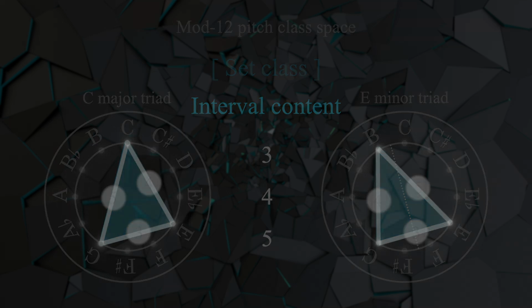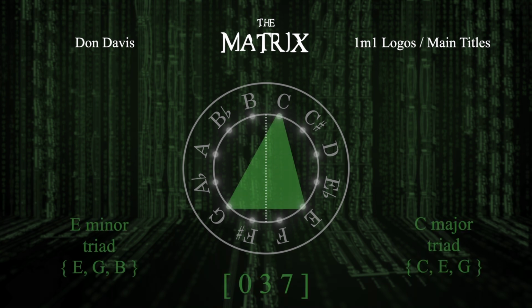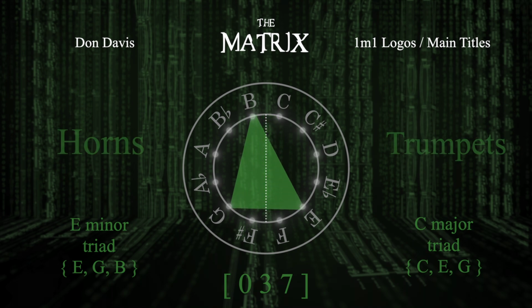Maybe you'll have a newfound appreciation for these opening chords of The Matrix when you keep in mind that major and minor chords have the same interval content and that they are inversions of each other.